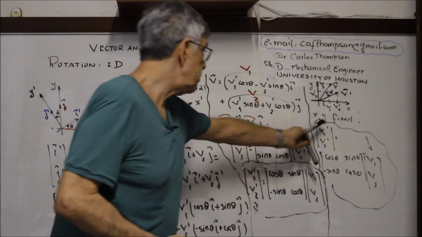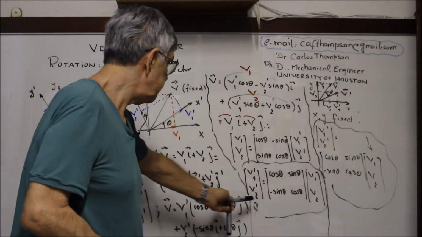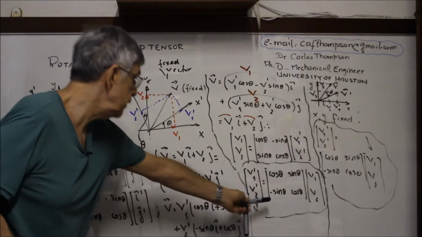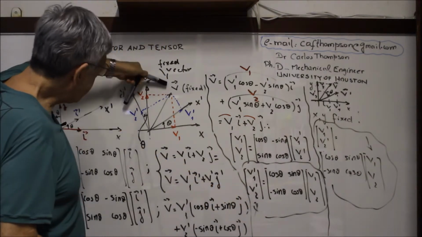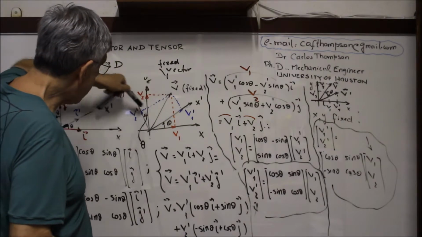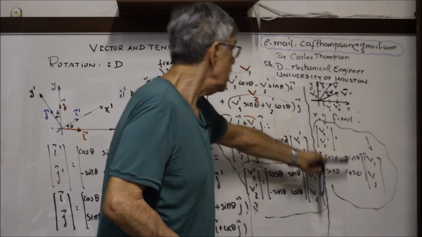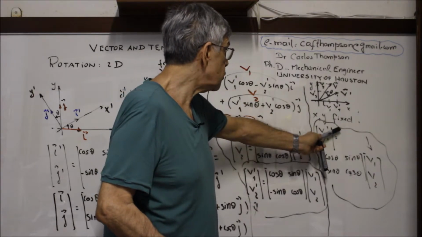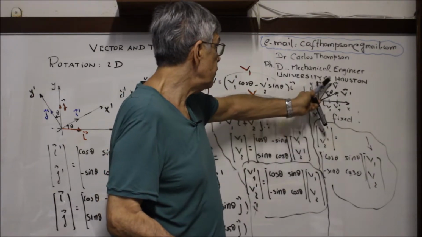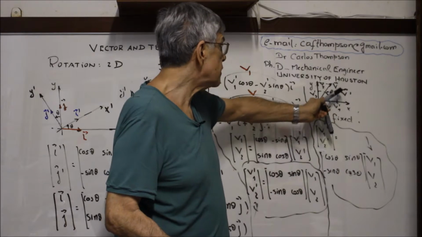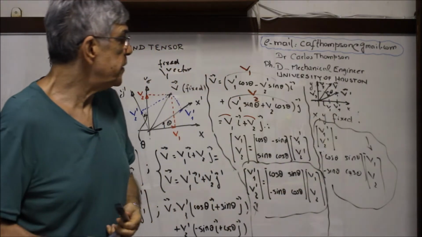See, v1 prime, v2 prime. This result is for fixed v, rotating the x. This result here, the same result, is for fixed xy axes, and moving the vector v just clockwise.